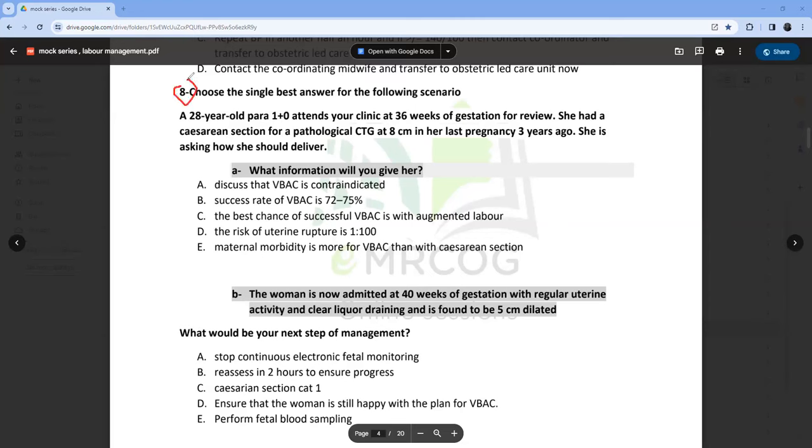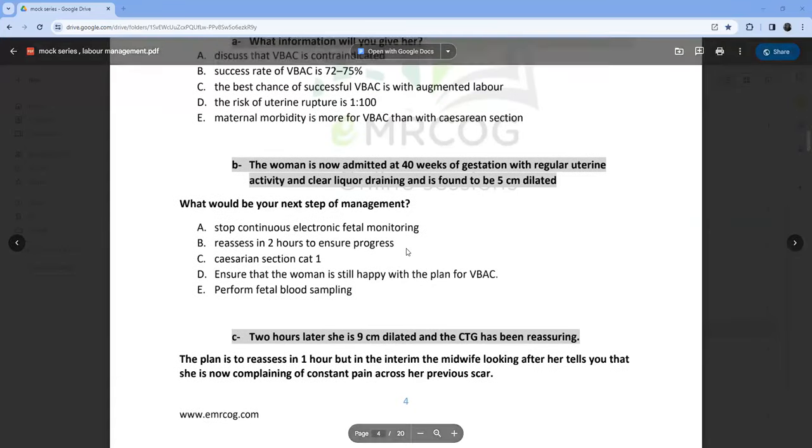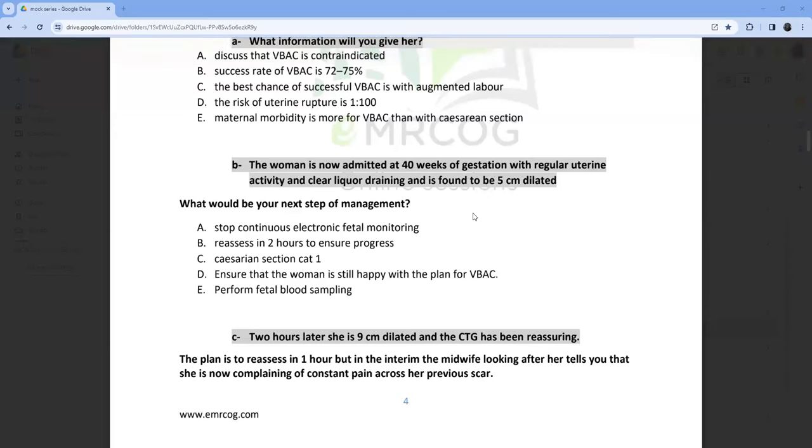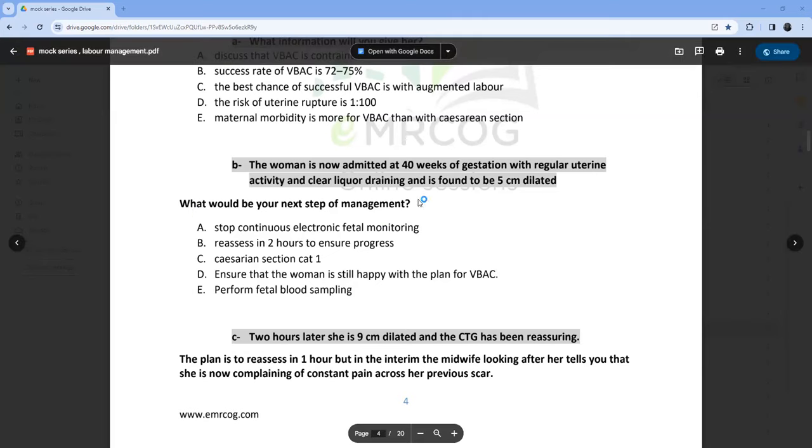Now we are discussing question eight. The question is a 28-year-old para one at the clinic at 36 weeks. She had cesarean section for pathological CTG in the last pregnancy, which means that now we are discussing VBAC. So what information will you give her? That's easy, about the success rate. What is the chance of success of the VBAC? Okay. The woman is now admitted at 40 weeks of gestation with regular uterine contractions and clear liquor draining and found to be 5 cm. So we moved four weeks forward in time like movies. Okay, so what would be the next step in management?